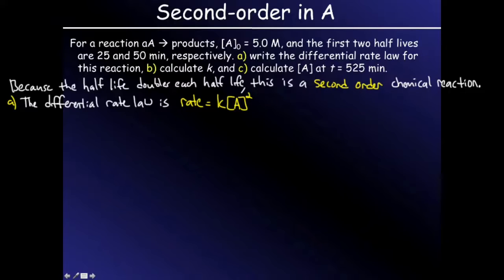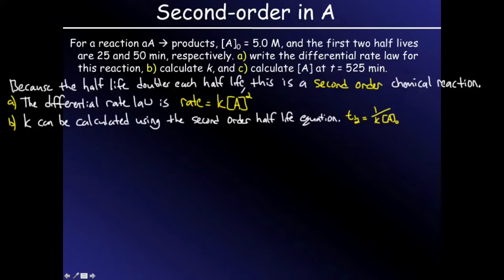To calculate K, we could look at all of the different equations that we know for a second order reaction and recognize that one of them allows us to use half-life in order to get K, or knowing K, we could get half-life so long as we have a concentration. It turns out that we do have an initial concentration. We do have two half-lives, so we should be able to solve for K by plugging in our concentration and our half-life. But what half-life should we use, the first one or the second one?